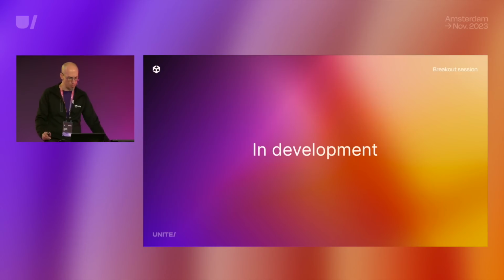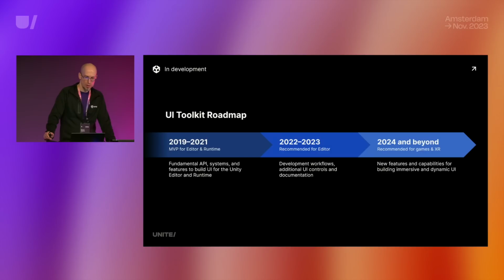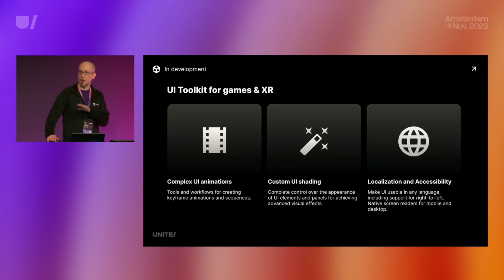All right, so we're going to spend the remaining time we have to look at what we are currently working on. What has been released in 2023.2 concludes the second phase of our roadmap. Now we're shifting our focus to provide the features and capabilities to make UI Toolkit our best solution for creating immersive and dynamic UI for games, but also XR experiences. We're not going to cover everything in detail, but I wanted to highlight the most important ones, which were prioritized based on your feedback, which we always appreciate, so thank you.